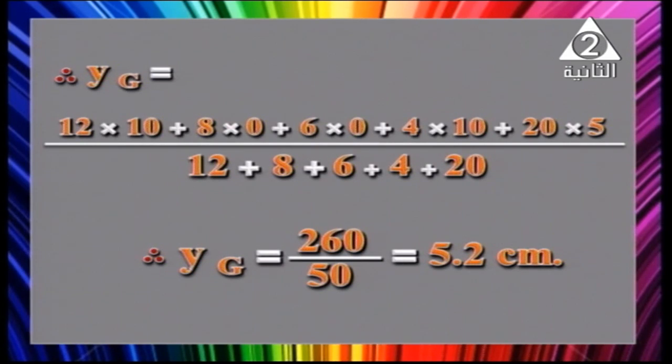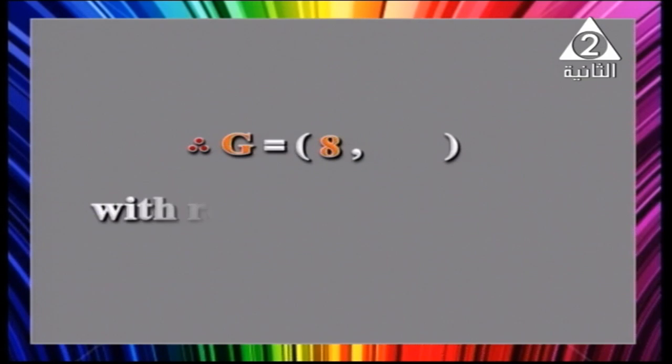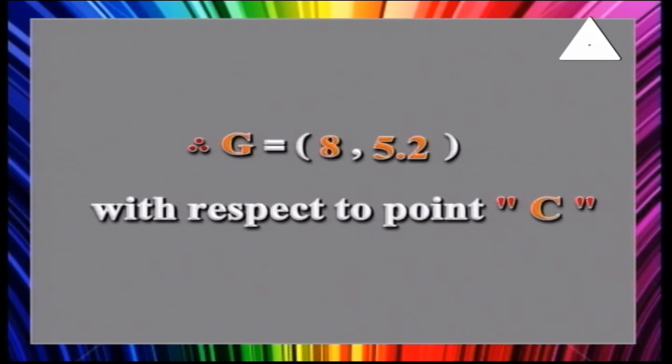Then, how do we determine the center of gravity by using xg, yg? The center of gravity is (8, 5.2) with respect to the point C. My dear student, at first we determine the origin point C as (0, 0), then the center of gravity with respect to the point C is (8, 5.2).